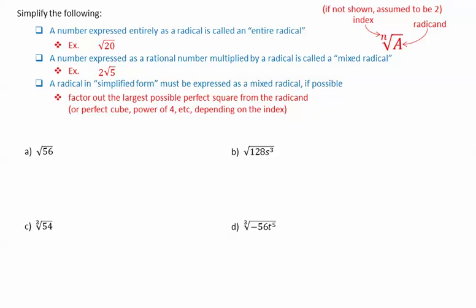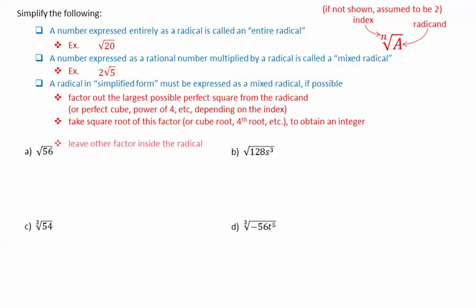To do this, factor out the largest possible perfect square from the radicand, or perfect cube or power of 4, etc., depending on the index. Then take the square root of this factor, or cube root or fourth root, etc., to obtain an integer. The other factor is left inside the radical.